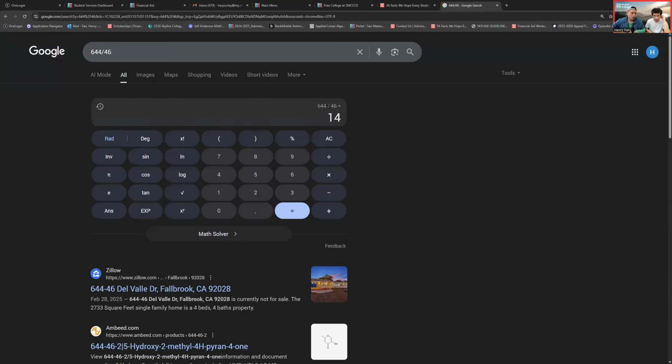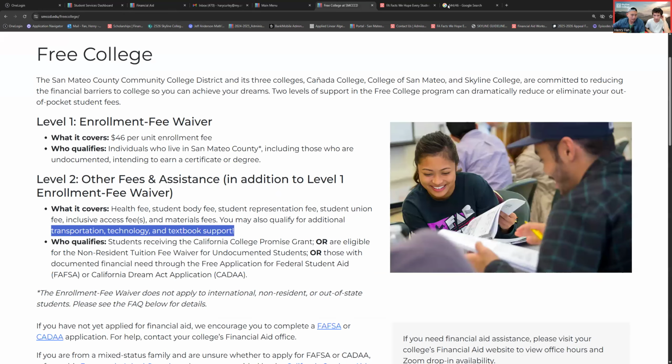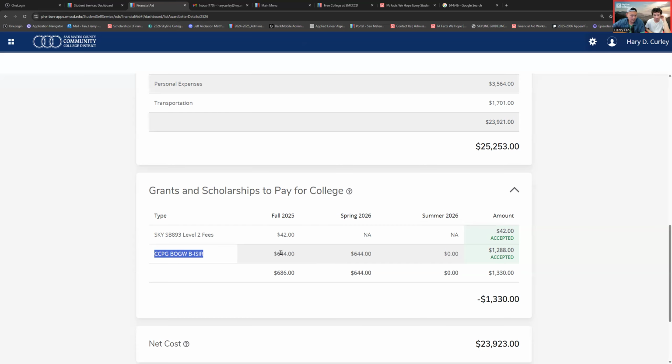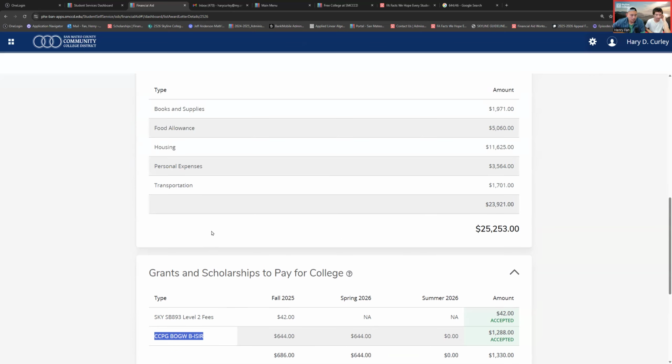So if we know that it's $46 per unit, this actually assumes 14 unit enrollment. This is what the number is assuming. It doesn't mean you have to be in 14 units to get the grant. That's just the number that we're seeing here. Okay, makes sense so far.